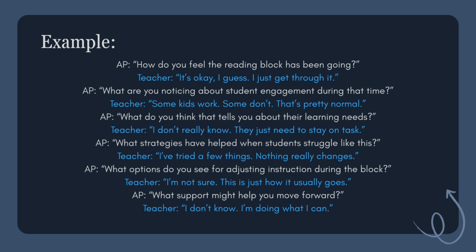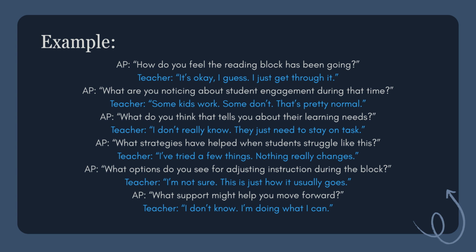So you're the AP and you say, how do you feel the reading block has been going? And she says, it's okay. I just got through it. Well, what do you notice about the student engagement? I don't know. Some kids work, but some don't. That's just pretty normal. Well, what do you think that tells you about their learning needs? I don't really know. They just need to stay on task. Well, what strategies have helped when students struggle like this? I've tried a few things and nothing really changes. Okay, so what options do you see for adjusting instruction during the block? I'm not sure. That's just how it usually goes. Well, what support might help you to move forward? I don't know. I'm doing all that I can.